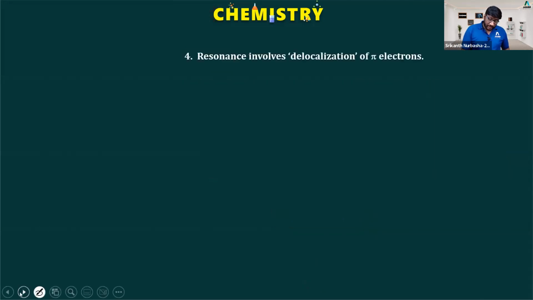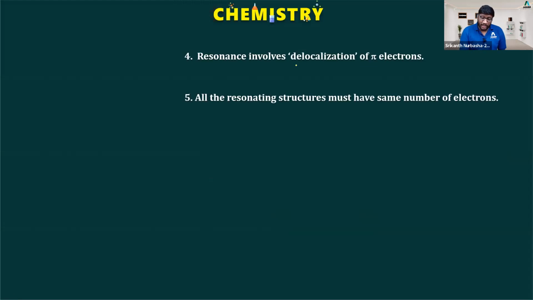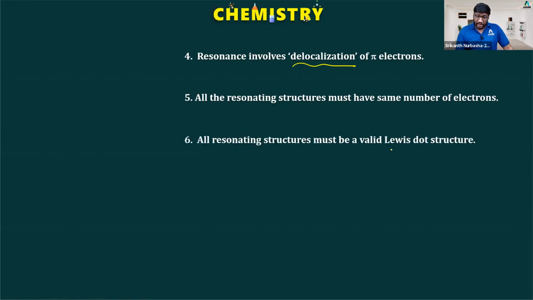Right, students? So a few more points. Resonance involves delocalization of pi electrons. All the resonating structures must have the same number of electrons. Electrons are not going to be less in any of the resonating structures. The total number of electrons in two resonating structures should be the same. We cannot remove the electrons, we cannot add the electrons. Resonance involves delocalization. The electrons can be delocalized, they can be in motion, not present in a particular position or location. All resonating structures must be a valid Lewis dot structure. Every resonating structure will have a valid Lewis dot structure. Is that point clear?